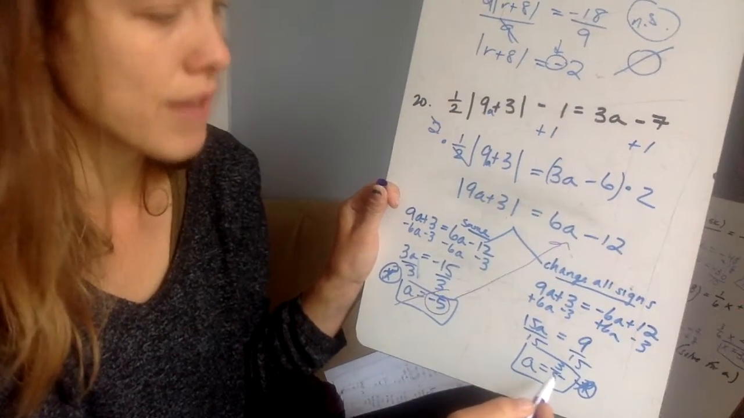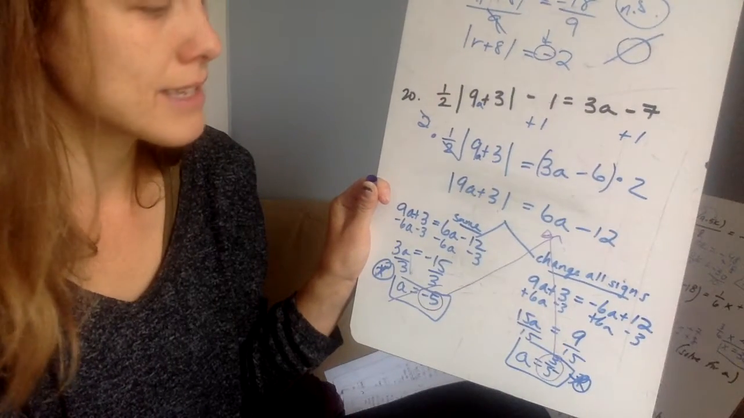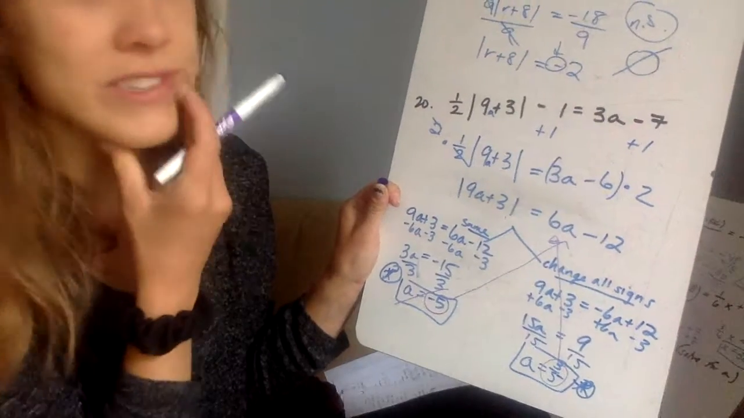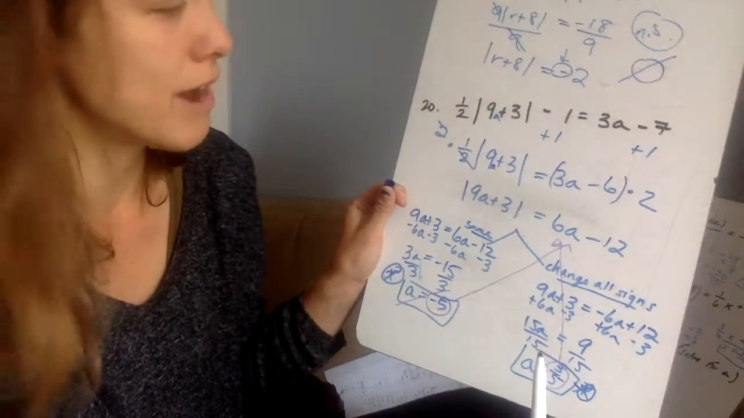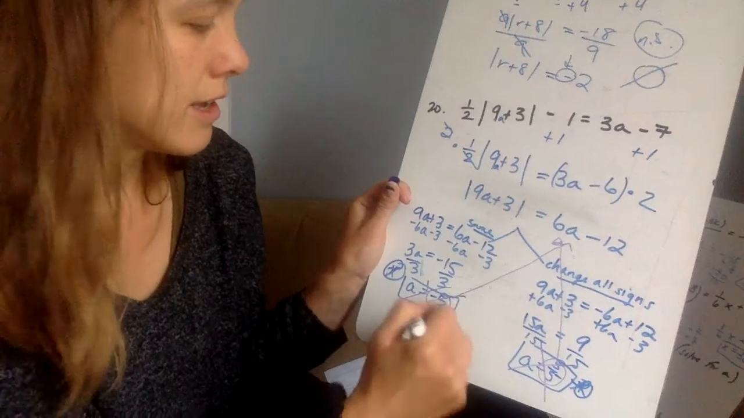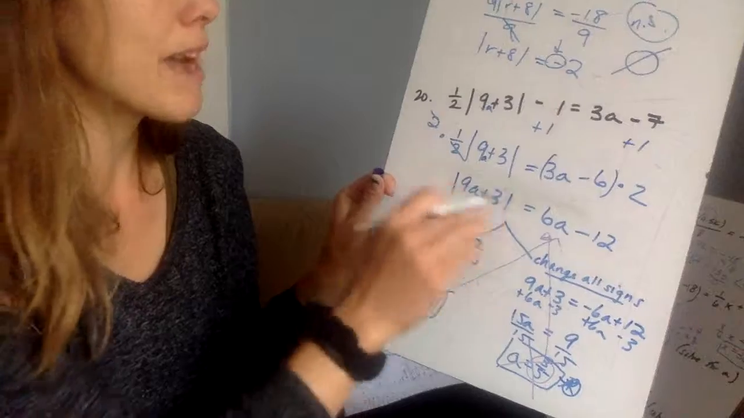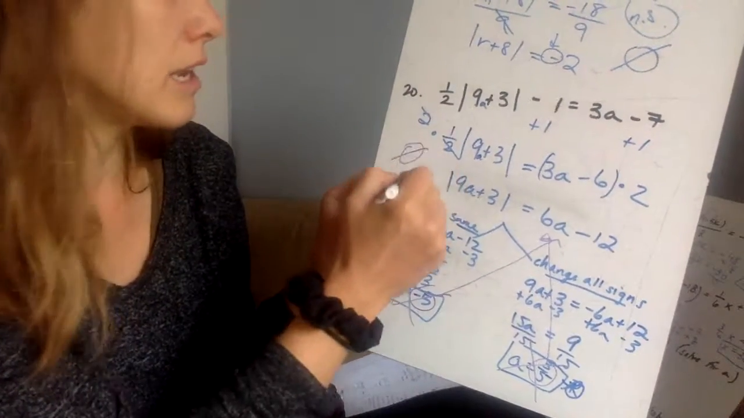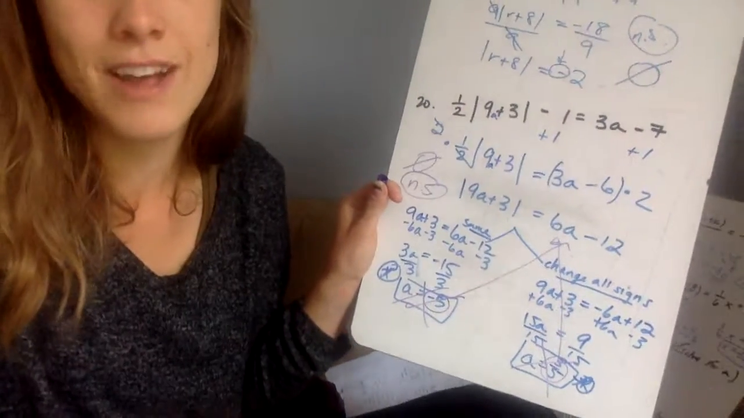Same here with 3/5. If I was to plug 3/5 in for a, I would get 18 over 5, which is a little more than 3, and 3 minus 12 is still a negative number, so that wouldn't work either. So the correct answer for number 20 is, when I plug these back in, it should always satisfy the absolute value equation. So the correct answer for 20 would be no solution. That's why it is the way that it is on the answer key.